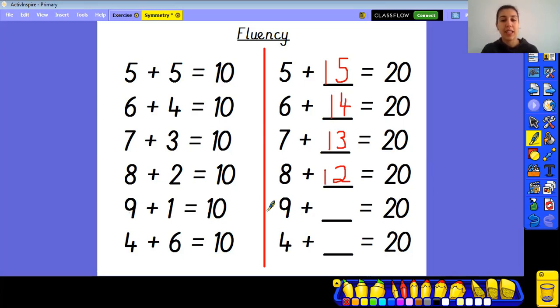9 plus 1 equals 10. So that means 9 plus 11 equals 20. And 4 plus 6 equals 10. So that means that 4 plus 16 equals 20. Well done if you got those right.